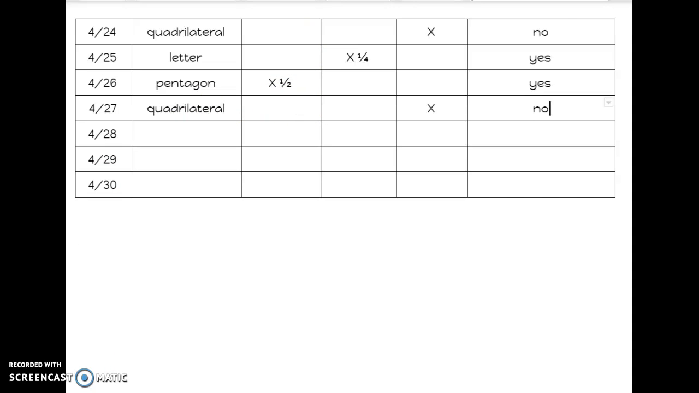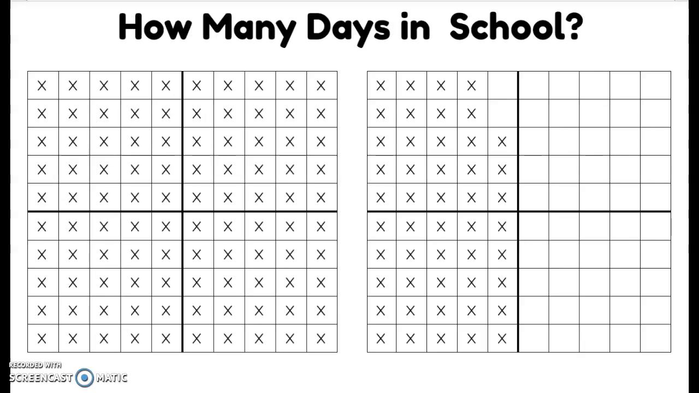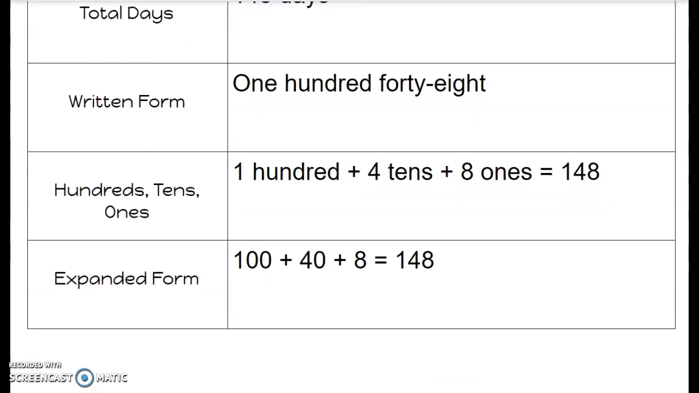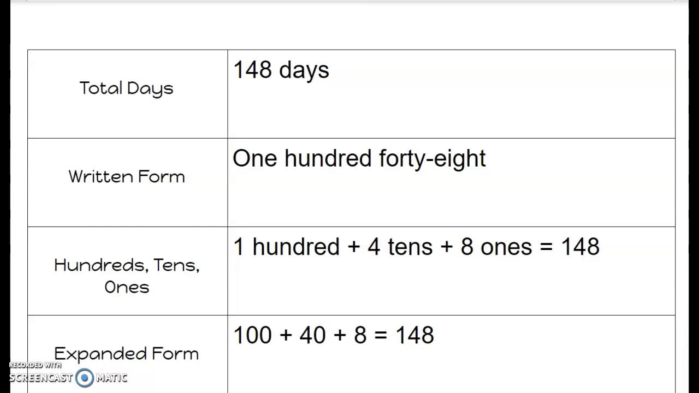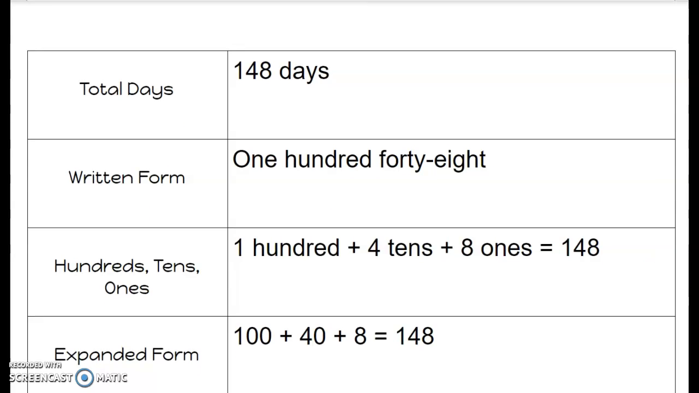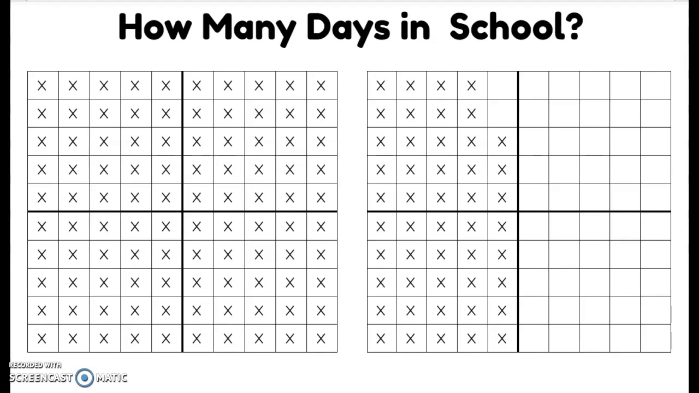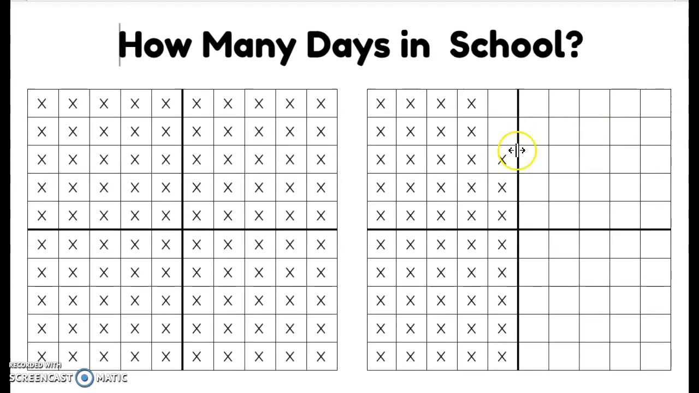Let's do our days in school. How many days have we been in school? So on Friday, we were in school for 148 days. Now, we have to figure out what today's is. So it ended on 148. We are going to start with our 100 here. We're going to count on by tens.